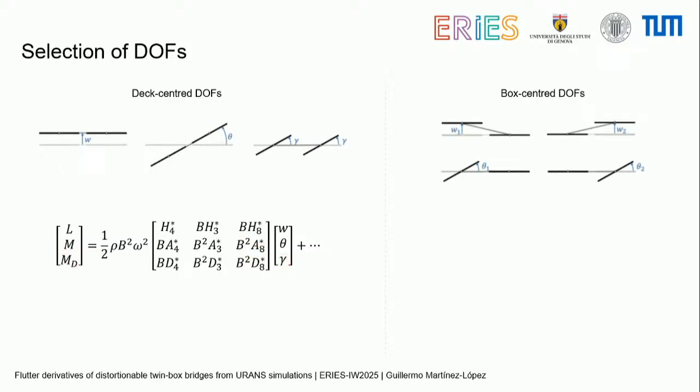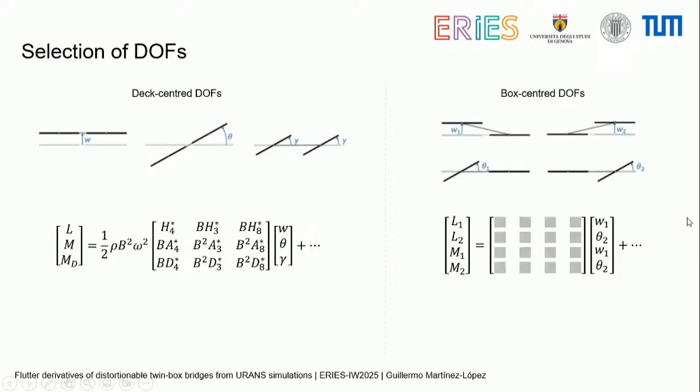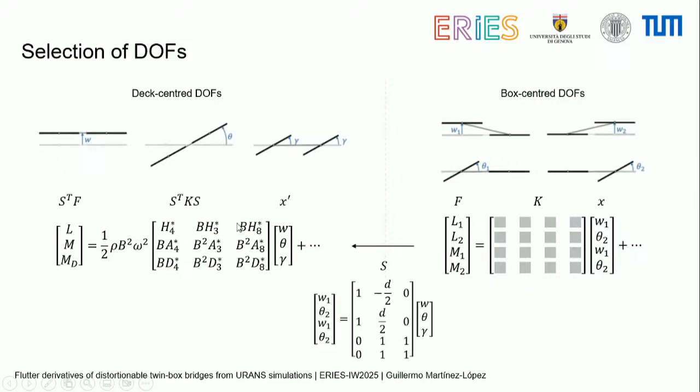The problem is that if we are exciting individually each of the boxes, we are not filling this matrix here. We are filling a different one, which is associated with this box center degrees of freedom. So we will need to go from one reference system to the other, and that we will do with a transformation matrix. So at the end, thanks to the linearity of all these equations, we can just apply this transformation matrix, and basically we will find the derivatives with this 4x4 matrix and then convert it to the 3x3 matrix, which is what is interesting to us.